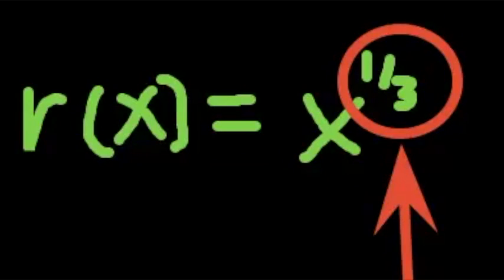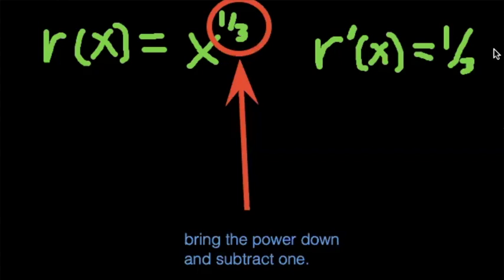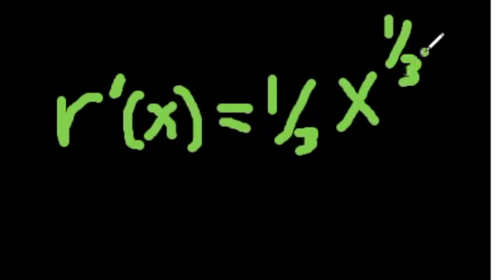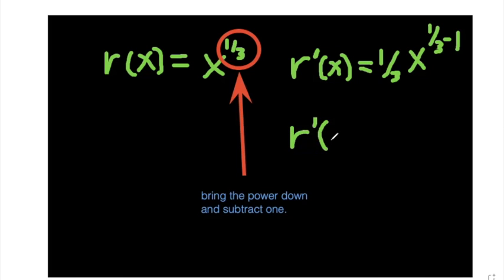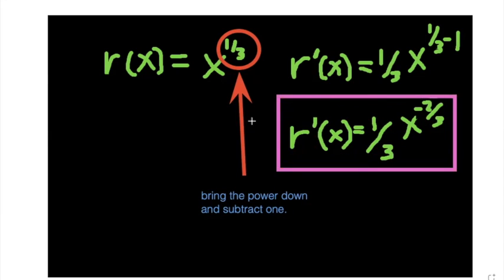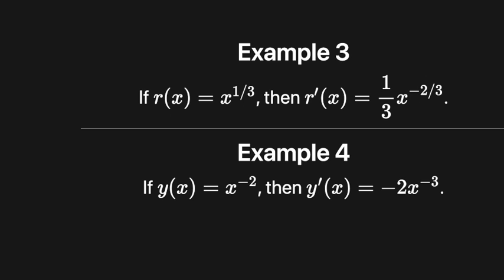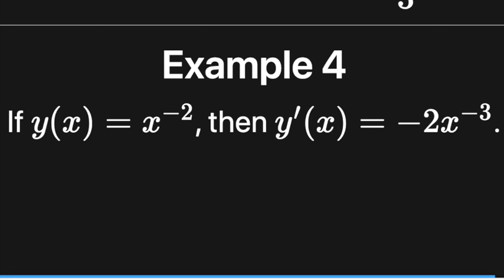Now let's look at non-integer powers. If r of x is equal to x raised to the 1/3, then r prime of x would be 1/3 times x raised to the 1/3 minus 1. There is another way to rewrite this algebraically that we will see in a few minutes, but for now let's just focus on applying the basic rule. If y of x is equal to x raised to the -2, then y prime of x is equal to -2 times x raised to the -3. This is another one that we would probably rewrite, since we don't usually like negative exponents. However, for now let's just focus on applying the rule, and look at how to rewrite the expression later.